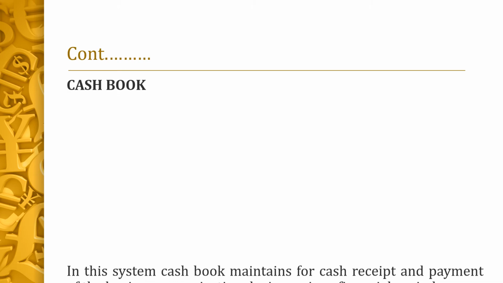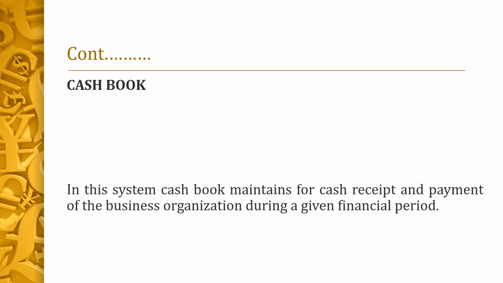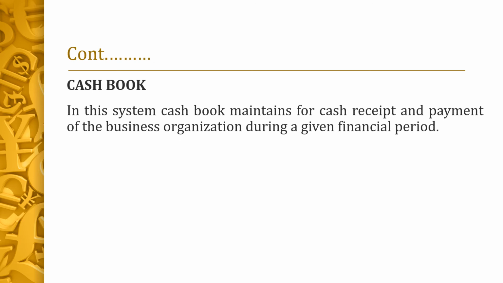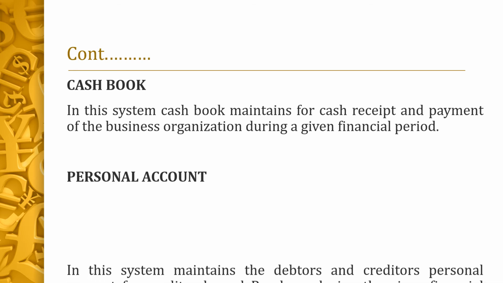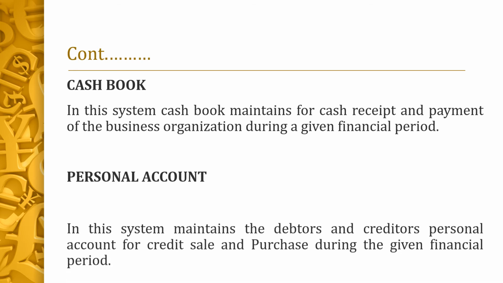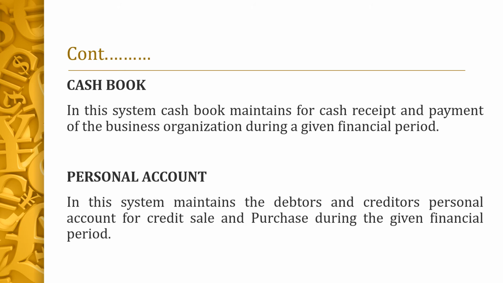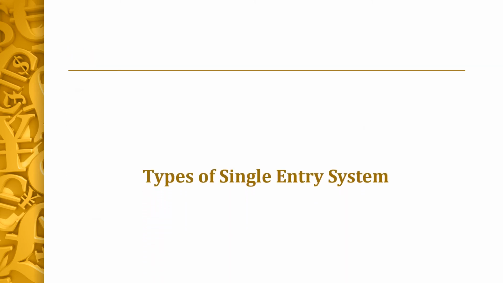In this system, the cash book is maintained for the cash receipts and payments of the business organization during a given financial period. It means the record keeping related to cash receipts and payments against expenses will be recorded. Then personal accounts: in this system, the debtors' and creditors' personal accounts are maintained for credit sales and purchases during the given financial period.